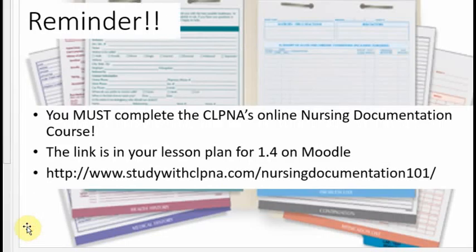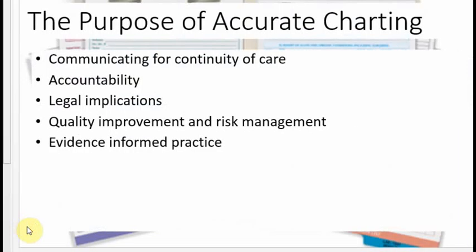Just a reminder though, you must complete the CLPNA's online nursing documentation course. The link is on Moodle, and it's also listed right there if you just want to take it out of your PowerPoint notes and copy and paste it. It's free, it's easy to do, it's got some great information in it. I know it's nursing documentation as opposed to EMT documentation, but documentation is documentation. So it'll give you some great tips on how to document appropriately.